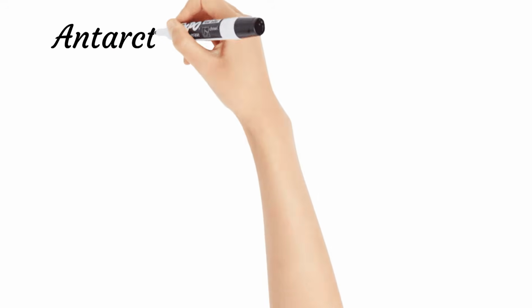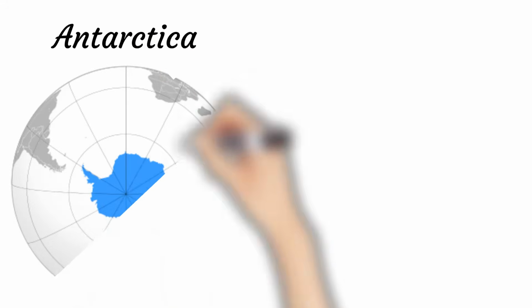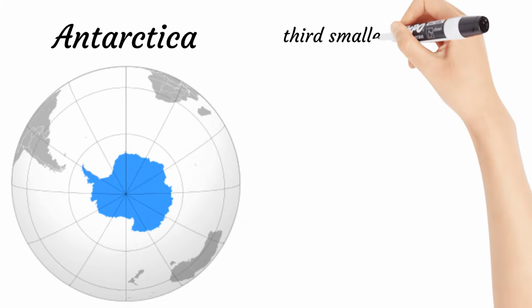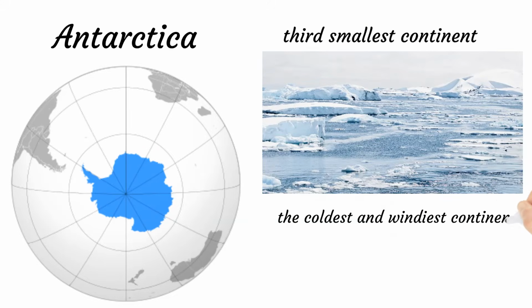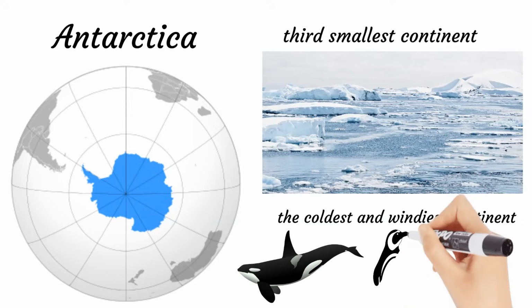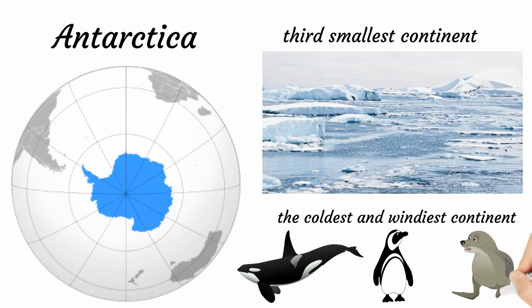Antarctica, the 3rd smallest continent, is almost completely covered in ice. It is the coldest and windiest continent, but the marine life is rich. It includes krill, whales, penguins and seals. There are no countries in Antarctica. However, 7 different countries have claimed territory in Antarctica: France, United Kingdom, New Zealand, Norway, Australia, Chile and Argentina.